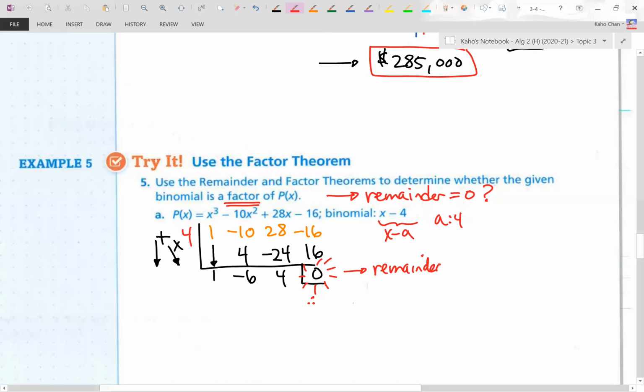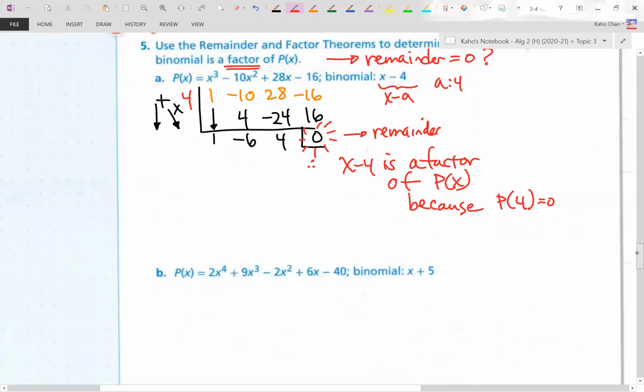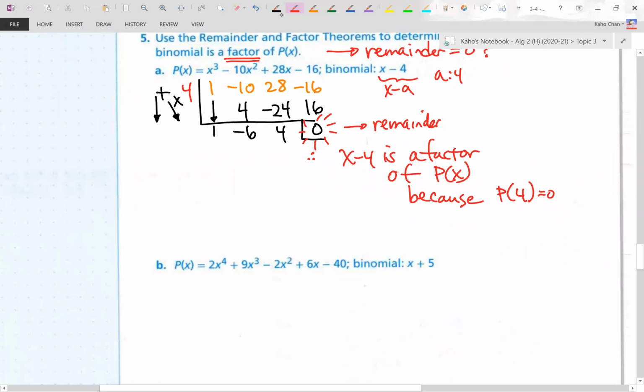So that means x minus 4 is a factor of the polynomial p of x, because p of 4 equals 0. Yay. It's a check. All right, let's do another one.